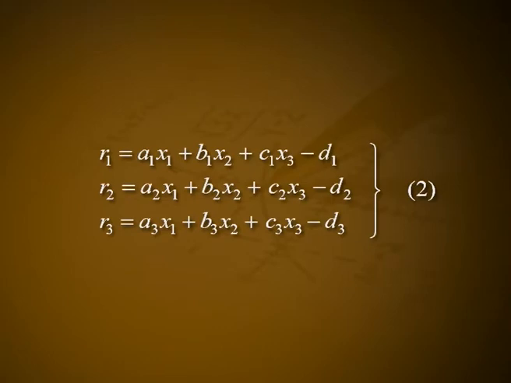Define the residuals R1, R2 and R3 of the equations as R1 equal to a1x1 plus b1x2 plus c1x3 minus d1, R2 equal to a2x1 plus b2x2 plus c2x3 minus d2 and R3 equal to a3x1 plus b3x2 plus c3x3 minus d3. Let it be system 2.